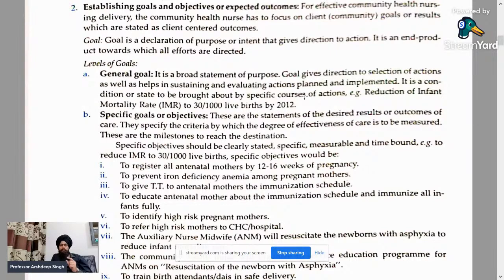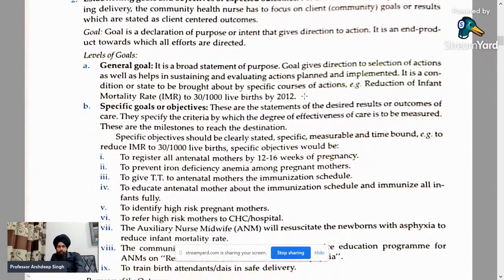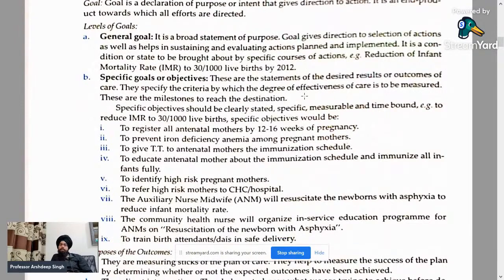In establishing goals, we will set a general goal. For example, we have to decrease the temperature of the person. Priority is decreasing the temperature, so that will be our general goal, and we will perform different actions related to this. Another example written here is the reduction of the infant mortality rate to 30 per 1000 live births. That will be our priority and general goal, and we will perform different activities to attain this objective.